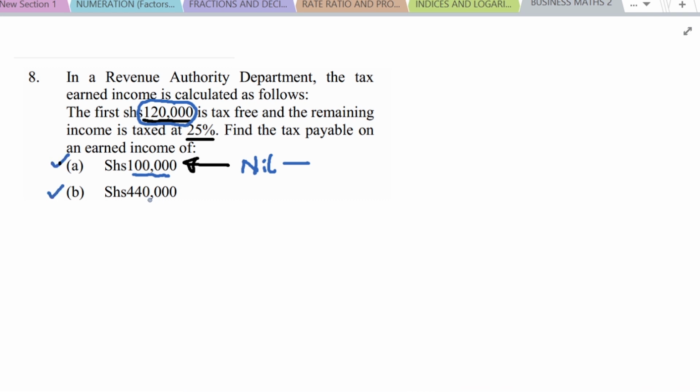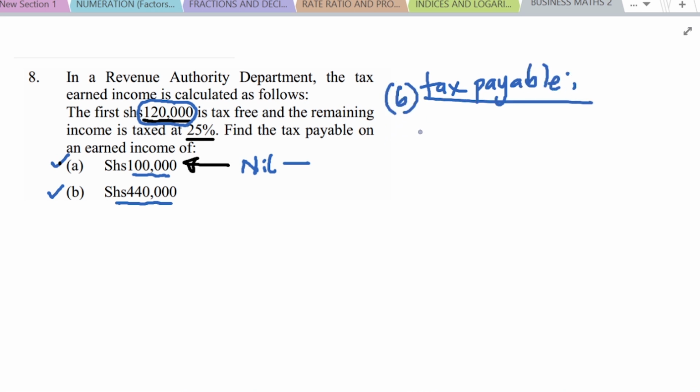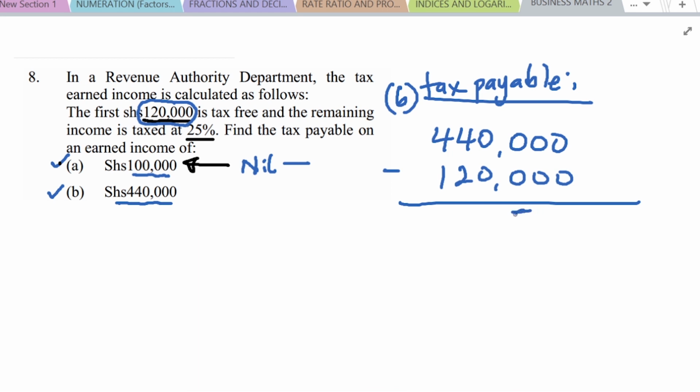Then part B, it's 440,000. That's their income earned. Let's find the tax payable here. Now this one is way above the threshold of 120,000, so for the tax payable, we shall get the gross earned income, which is 440,000. We subtract the threshold or the tax-free money, which is 120,000. When we subtract those two, we shall end up with 320,000.